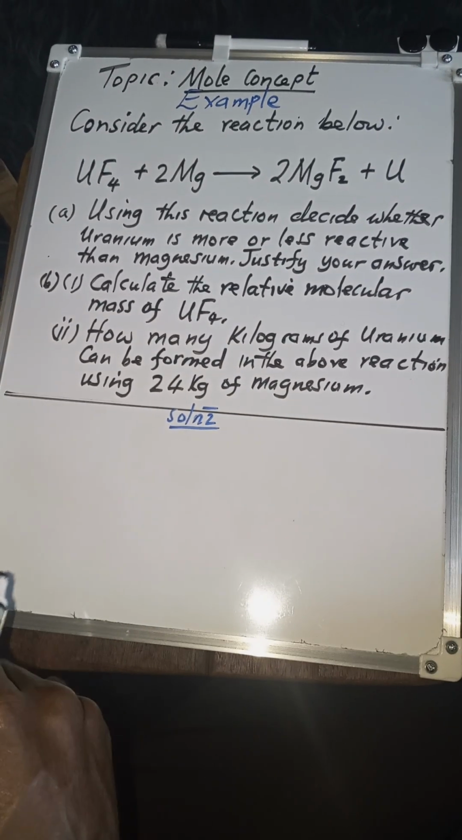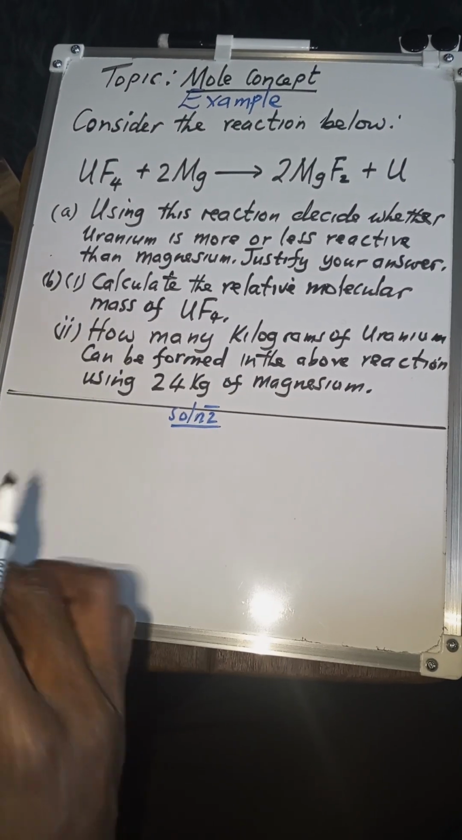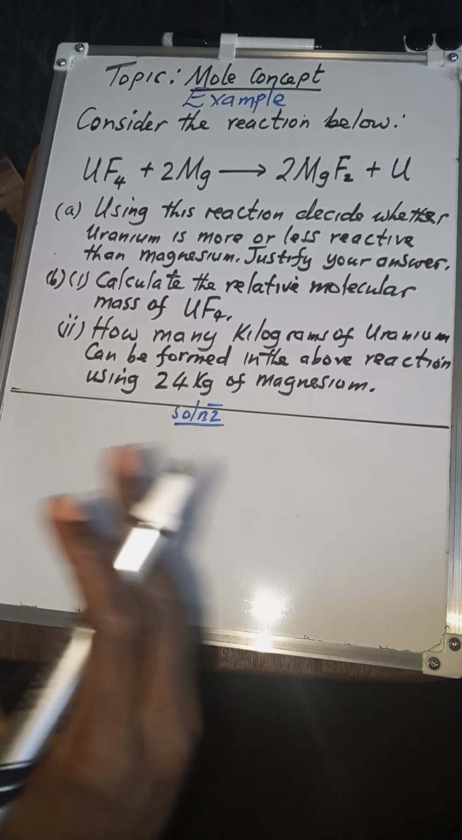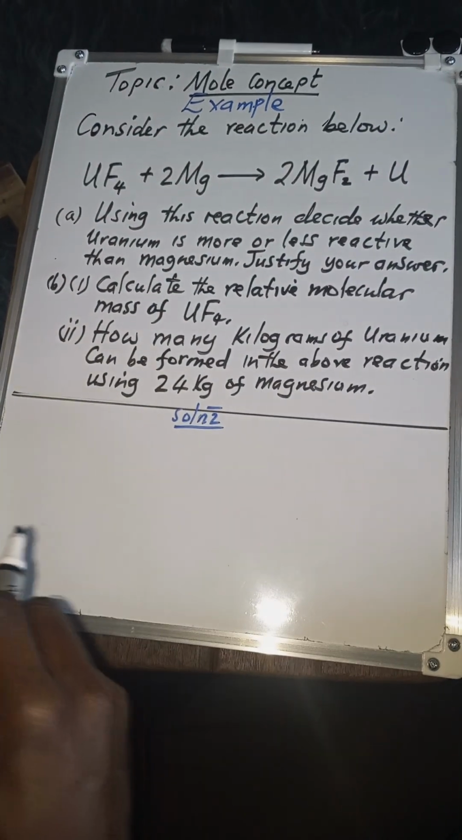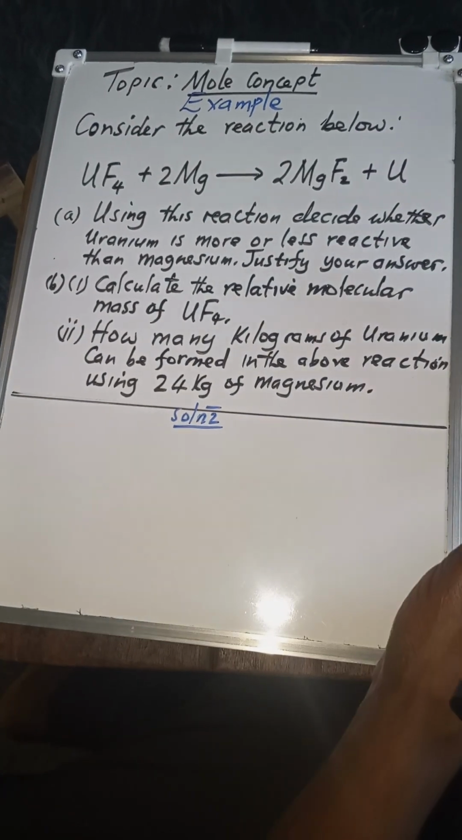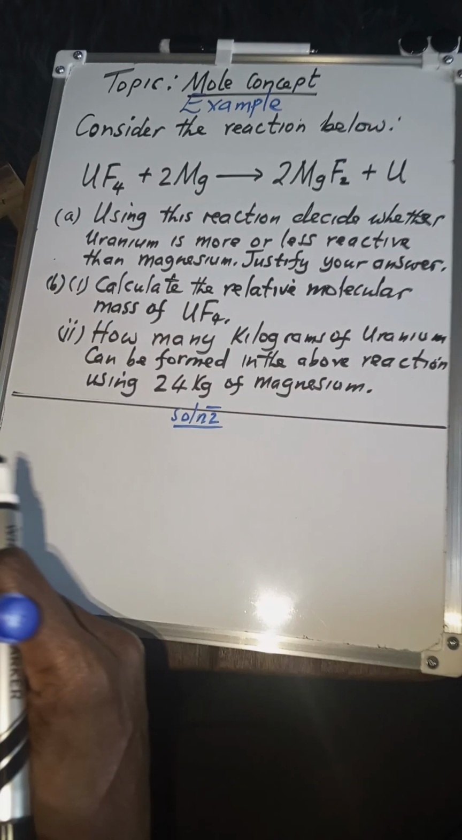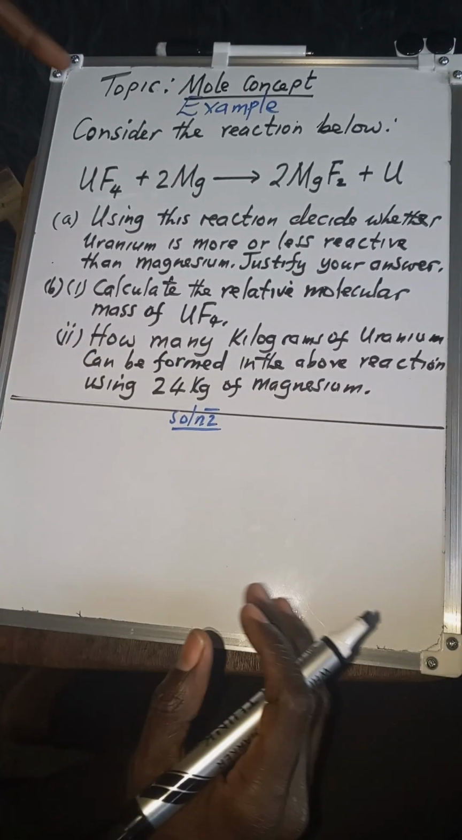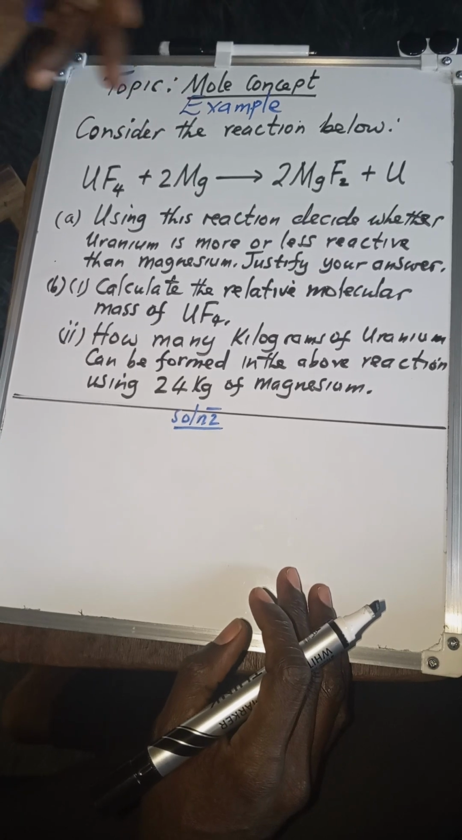Welcome again to another segment of my chemistry concept, as we continue showing you how to answer questions they give you from a balanced chemical equation. So this is what we are going to look at, and this is an examination question from the Examination Council of Zambia, ECZ. The question says, consider the reaction below.